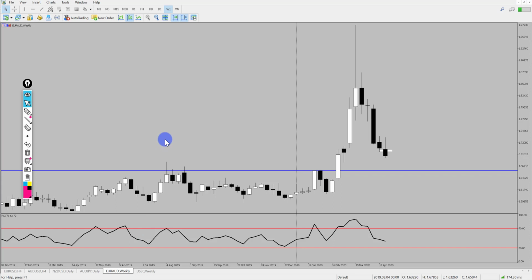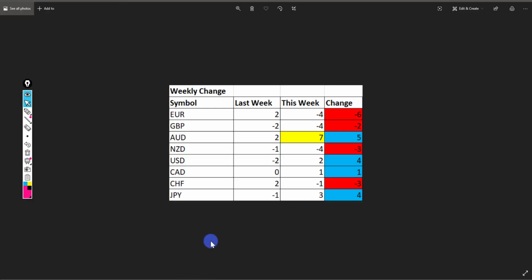So keep in mind the Australian dollar this week. The strength and weakness table is suggesting that the Australian dollar is very strong. Either look for those continuations to those key levels and then look for reversals.